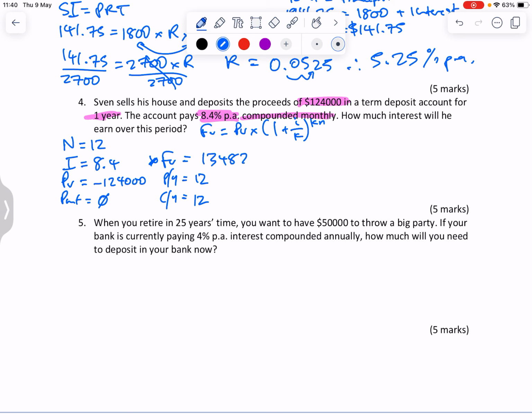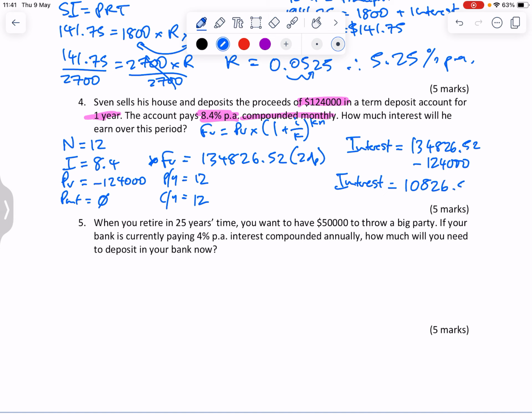$134,826.52 rounded to 2 decimal places, which is what it grew to. But the interest is what it grew to, $134,826.52, minus what I put in, $124,000. So the interest is $134,826.52 minus $124,000. That comes to $10,826.52 in interest earned over that period.